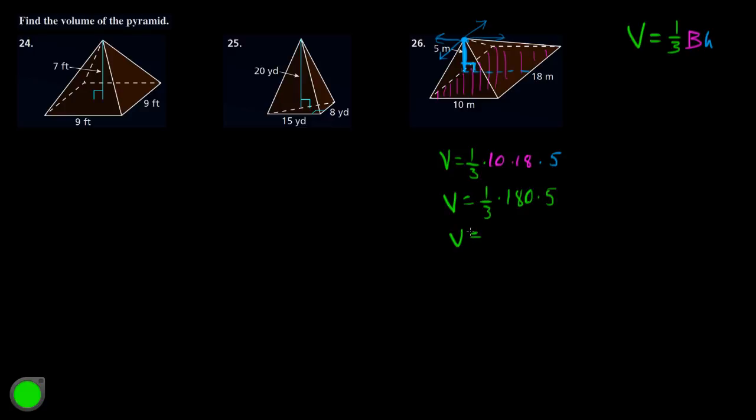I don't trust my brain right now. 180 times, is it? No. 900? Maybe. 900. And 1/3 of 900 is the same as 900 divided by 3, which is going to be 300. And this one ends up being exact. And so these were in meters. This is volume, so this is in meters cubed. Right? And so some familiarity with how to operate all these formulas will be good.